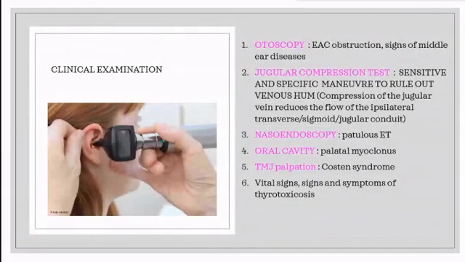First, we have to examine the ear. When we talk about management, first we need to assess the patient and examine the ear using otoscopy. Is there any obstruction of the ear canal? Any signs of middle ear disease? For venous hum, we rarely do this, but we can perform the jugular compression test. Basically, we compress the jugular vein, and if the sound is transmitted from a venous hum, as we occlude the jugular vein, the sound will disappear.